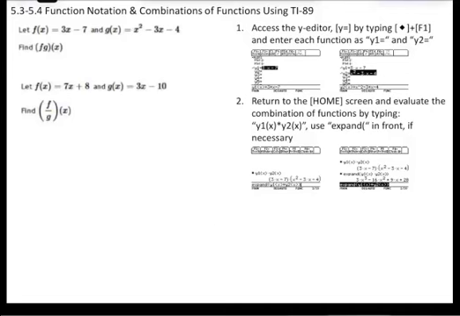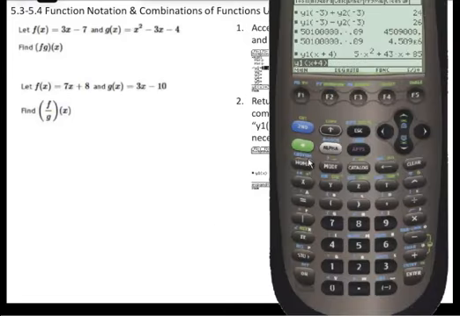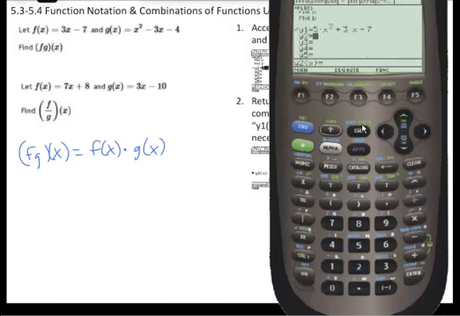With the multiplying ones, it should automatically expand them for you. So the f of g of x is really just saying f of x times g of x. So what we want to do is enter our two functions in the y editor. So diamond F1, we'll clear this and enter 3x minus 7. And as y2, the g function, we'll enter the quadratic x squared minus 3x minus 4.